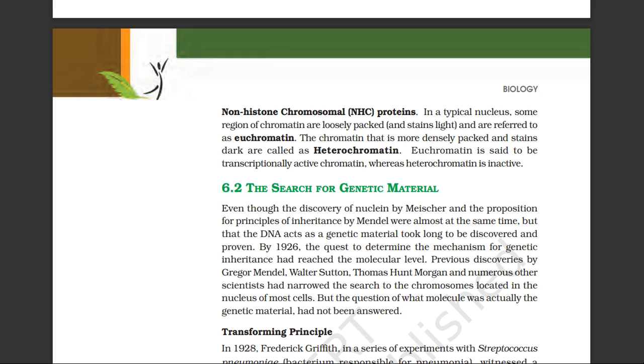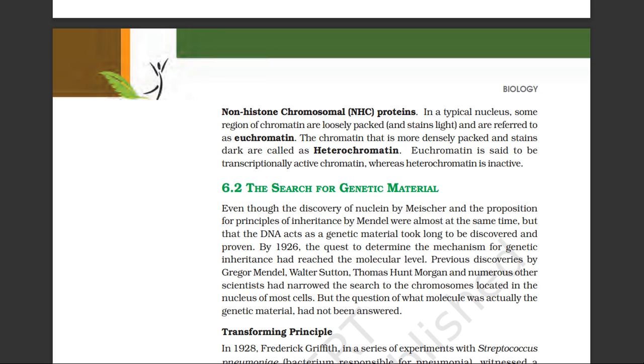6.2 The search for genetic material. Even though the discovery of nuclein by Miescher and the proposition for principles of inheritance by Mendel were almost at the same time, that DNA acts as a genetic material took long to be discovered and proven.